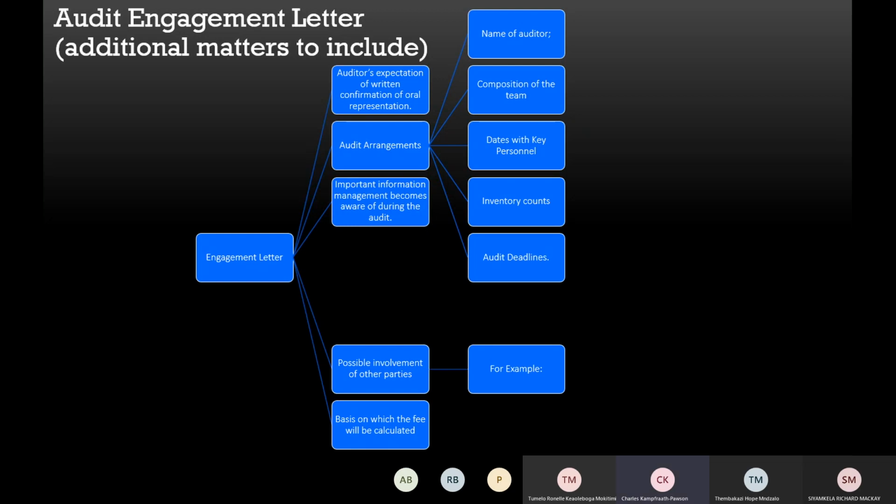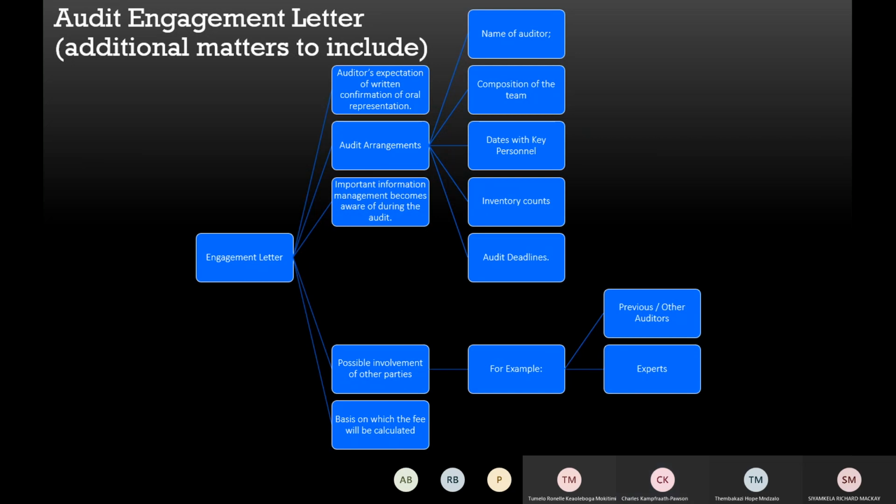So, possible involvements of other parties, for example, previous or other auditors, experts, internal auditors. Something to note here that's also very important if I say other auditors: in some cases, you might be part of an audit team that audits a group of companies. Some of you might have already done consolidations in accounting, and you know that in a group of companies, there's a holding company and then various subsidiaries.